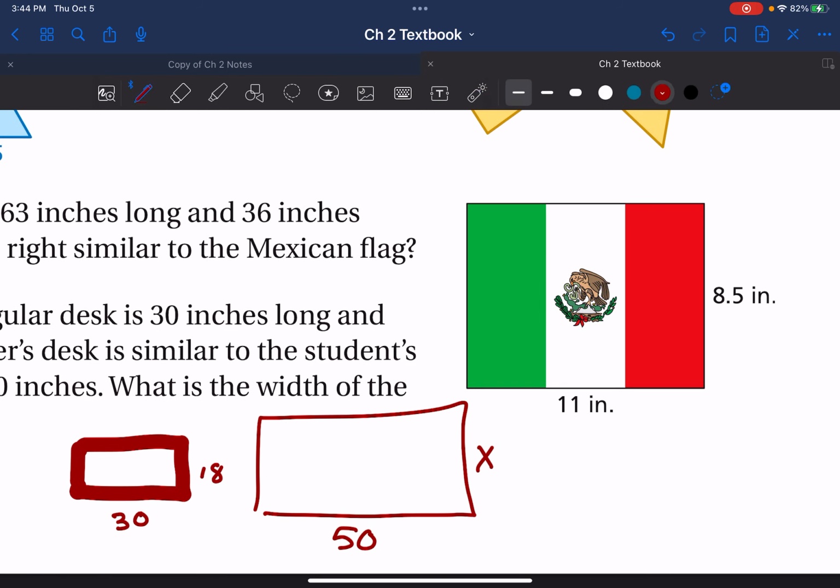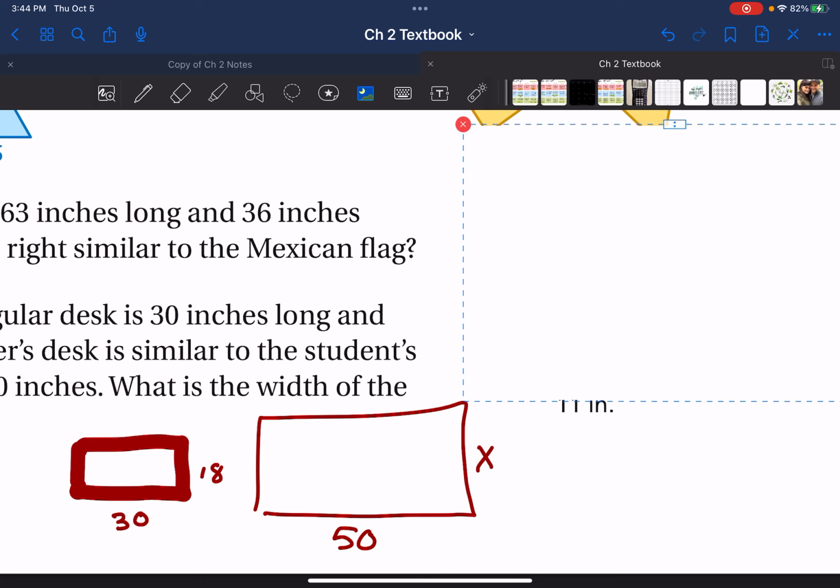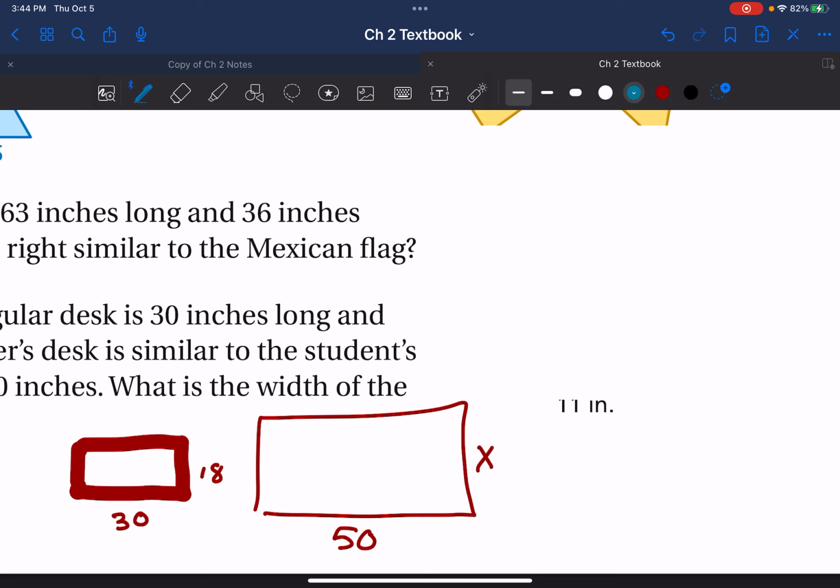Remember, there's lots of ways you can set up the proportion, but there's also lots of ways you can set up the proportion incorrectly. Let me go ahead and hide this so it's not distracting to us. Get rid of that little Mexican flag. I'm going to go ahead and get rid of that 11. Okay. So here's what we got going on.